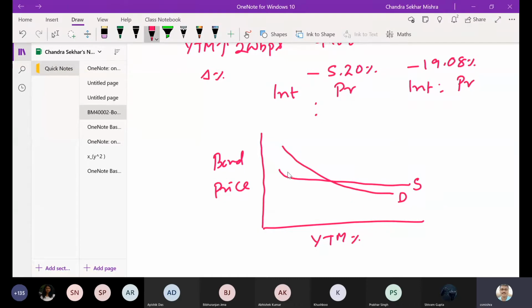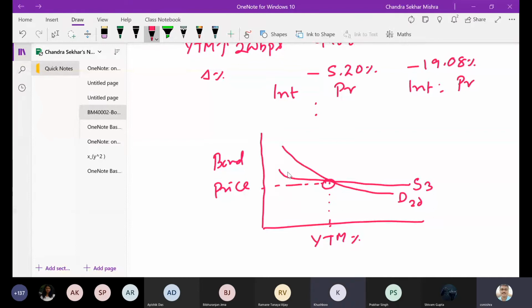Okay, please tell me, this point is what? The coordinate for this point, can somebody tell me? The intersection point of both the graphs. What will be this coordinate? Yes. Quick quiz. So this is the 20-year bond. This is the 3-year bond. Okay, I'm talking about the coordinates. Coordinates means YTM and the price.